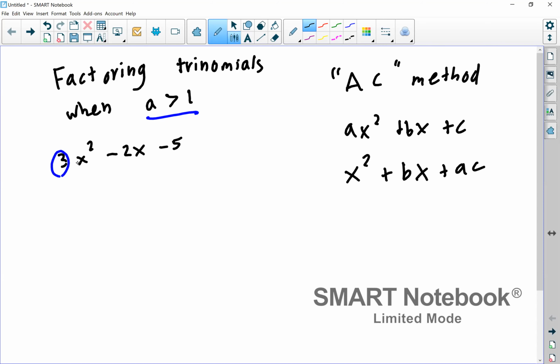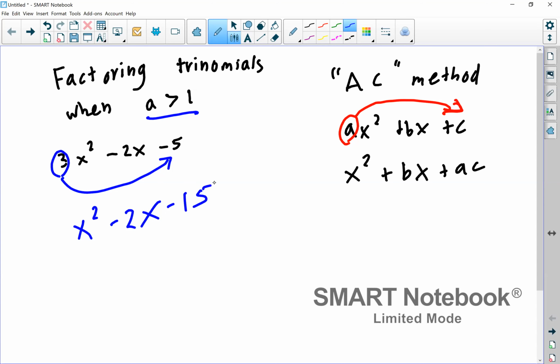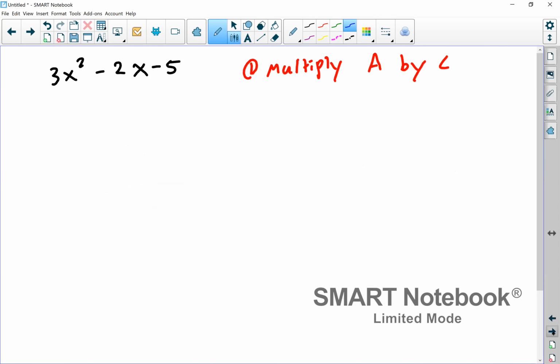So the method we're using is called the AC method, where you take the a value in front of the x squared and you multiply it by the c. That gets rid of the a for now, and it becomes x squared plus bx plus ac. So for this example, we're going to take the 3, multiply it by the negative 5, so it becomes x squared minus 2x minus 15. And then from this step forward, we would factor like a regular trinomial using the AM method. But anyway, let's go to the next slide so I can give myself more room.